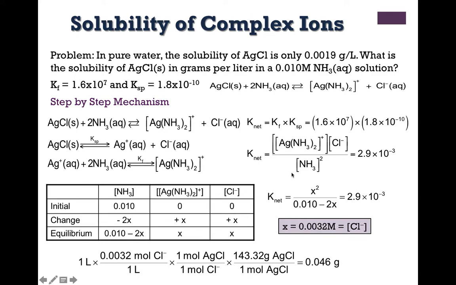Cool. Feel free to go back and review this. There was a lot going on right there, but feel free to reference this as many times as possible. Really, again, the big piece here is to find your new K net. When we're forming these complex ions, it's going to be that formation times the Ksp. Those two combined are going to tell us how well that new complex ion is going to dissociate into solution.